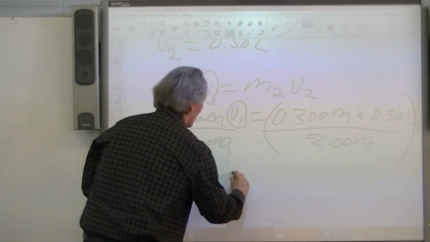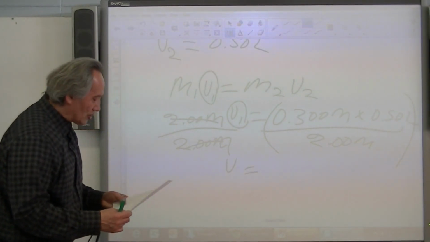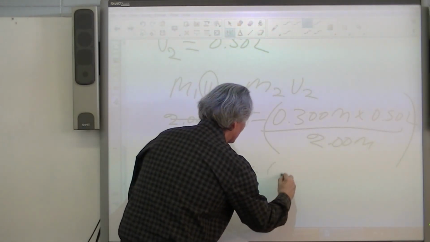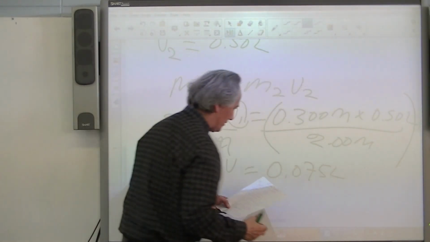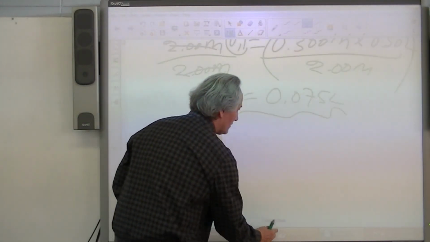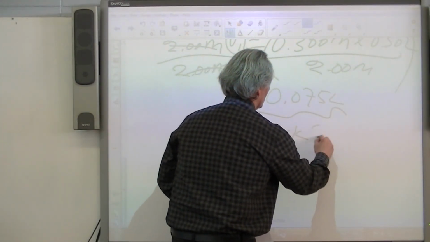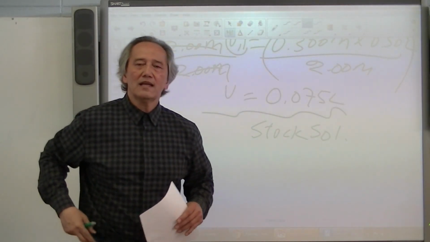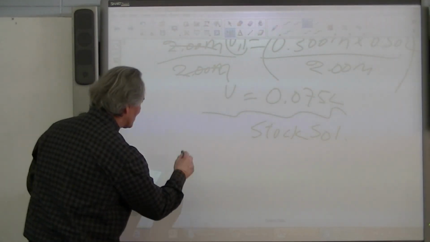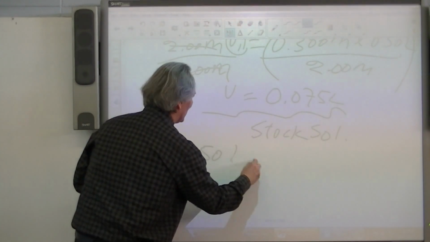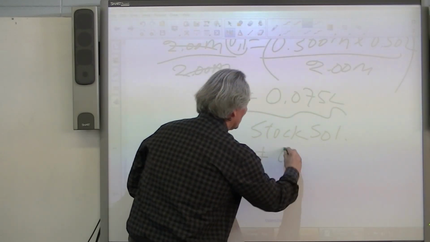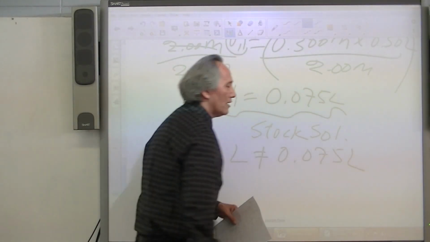So hence I have 2.00 molar solution, and V1 comes out to a volume of approximately 0.075 liter. Now note, let's take a look at this. This is of the stock solution. Now this number seems to make sense. And why does it make sense? Well, our original volume was 0.50 liter, and our solved volume 1 was 0.075 liter.